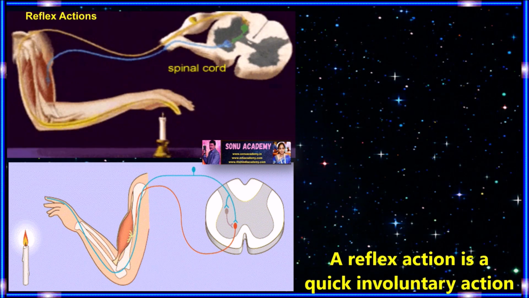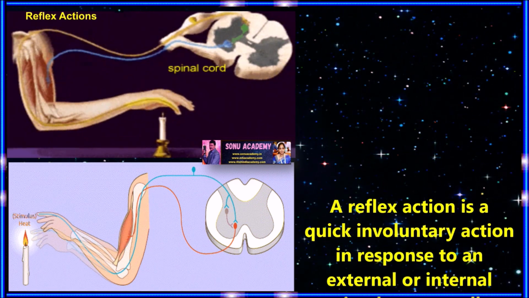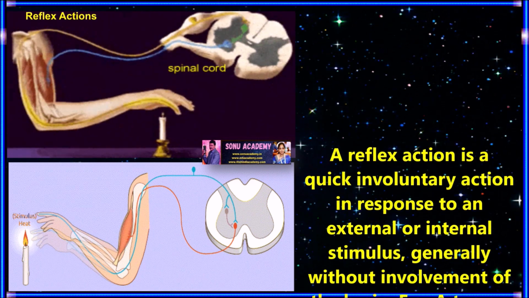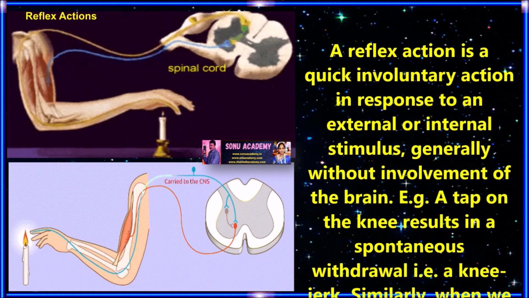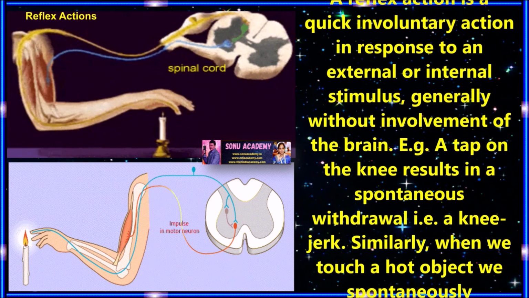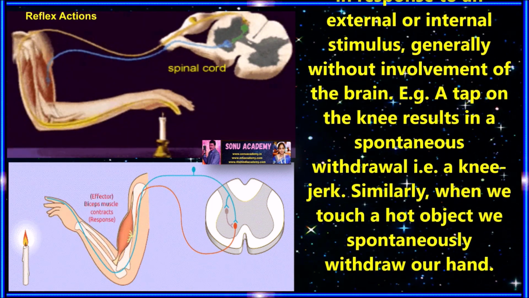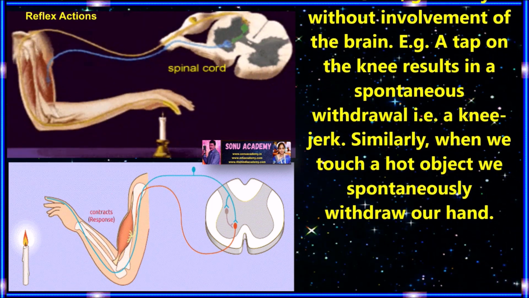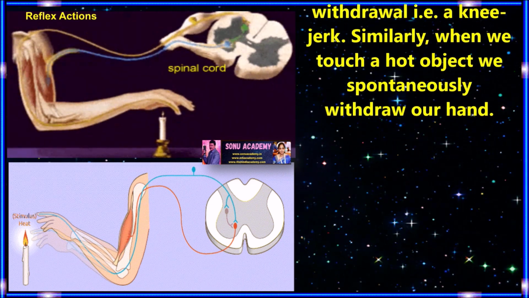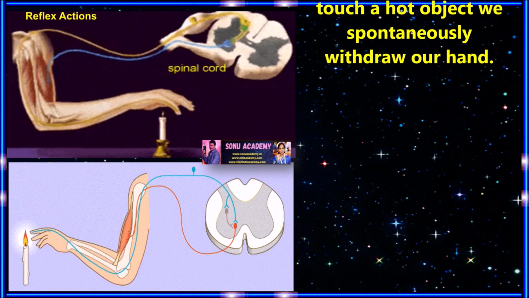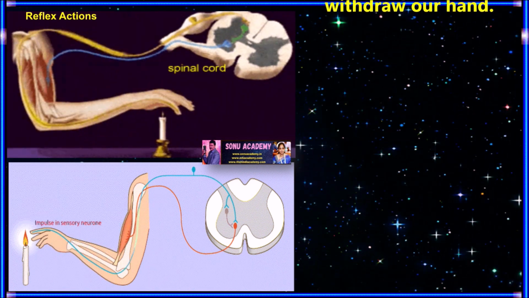Children, now let us discuss the reflex action. A reflex action is a quick involuntary action in response to an external or internal stimulus, generally without involvement of the brain. For example, a tap on the knee results in a spontaneous response, that is, the knee jerk. Similarly, when we touch a hot object, we spontaneously withdraw our hand.